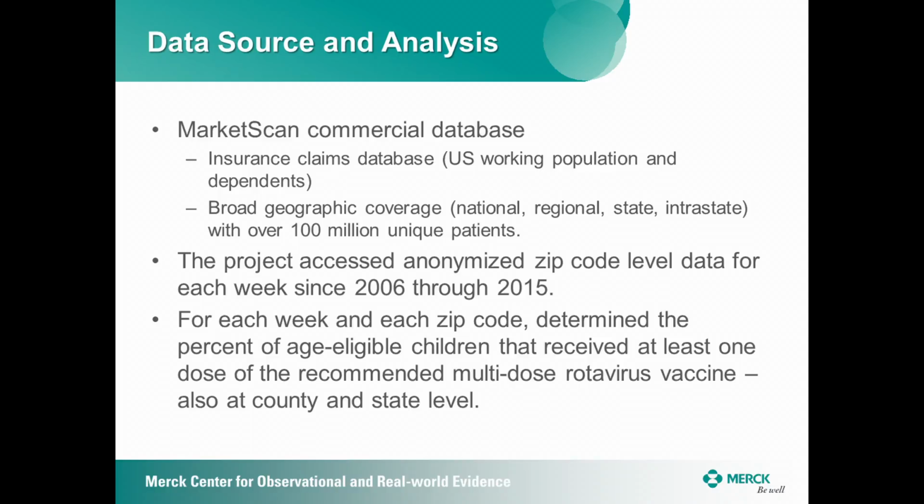And then for each week and for each zip code, we determined how many kids were in that zip code that were age eligible to receive the vaccine, and then we determined what percent of them had been vaccinated using traditional vaccine administration codes. This is something we do a lot of when we look at vaccine effectiveness and vaccine coverage and things like that. So that was actually fairly straightforward for us to do.